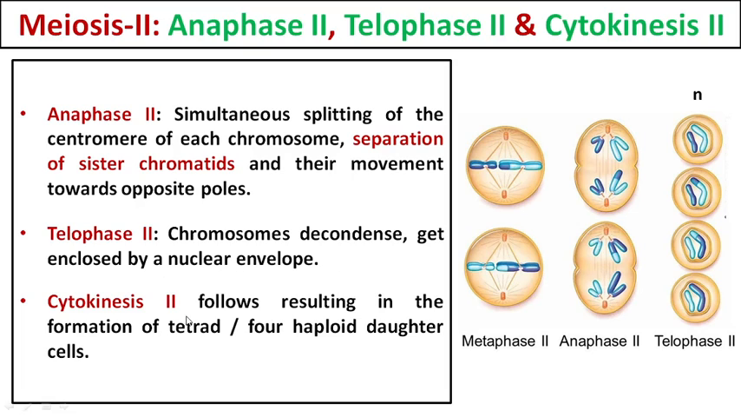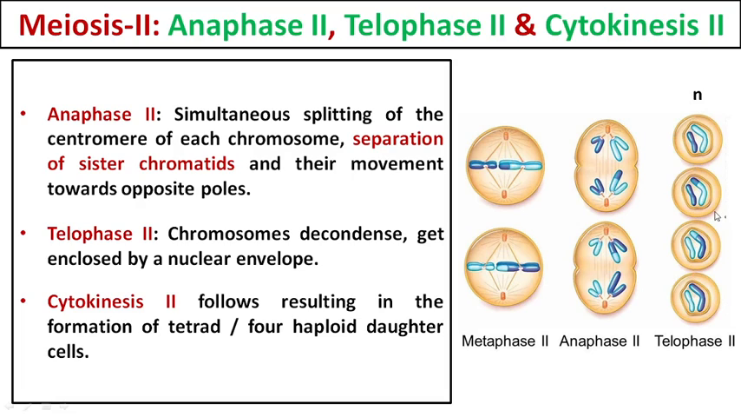Then there will be cytokinesis too after telophase. Okay, in telophase the chromosomes start decondensing and get enclosed in a nuclear envelope. Here, as you're seeing, this is anaphase and the last one is telophase. After telophase, there will also be cytokinesis, which will divide the cell into two parts. So here we started with two haploid cells. We are ending up with four haploid cells, all of N type.